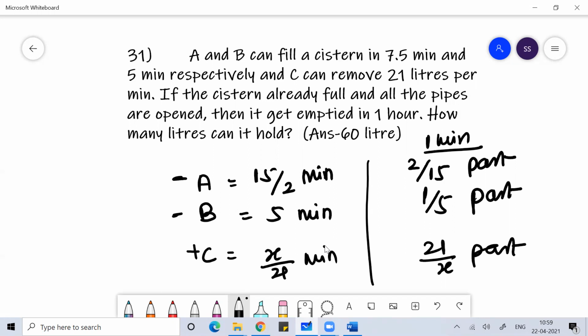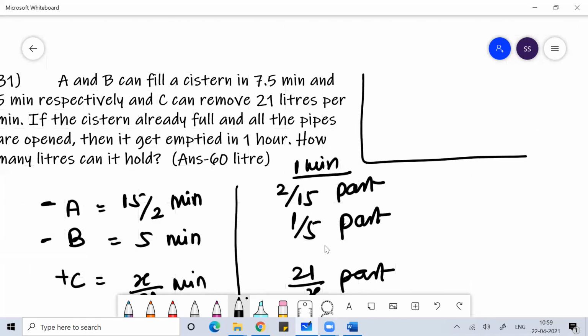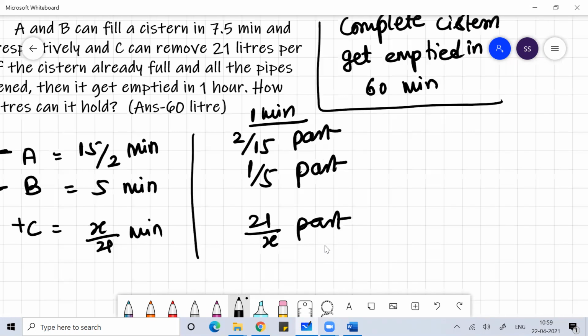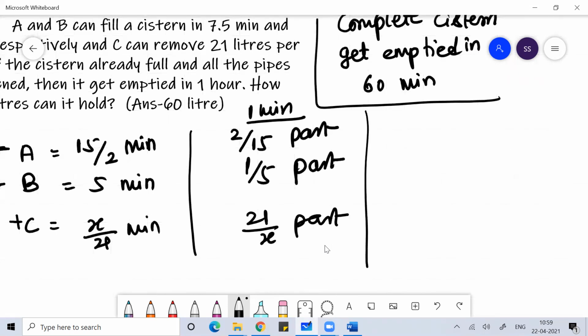C will remove 21 by x part of the system, and the complete system gets emptied in 60 minutes, that is 1 hour. So you can understand here which is dominating: the outlet pipe is dominating.